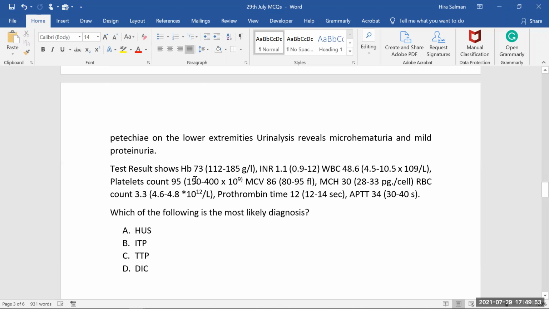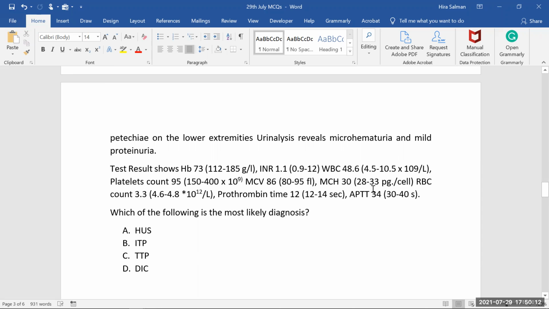The test results show low hemoglobin, of course. INR is okay. WBC count is raised because infection was there already in the body. Platelet counts are low. That will give you a clue. MCV is normal. MCHC is normal. RBC count, everything is normal. Prothrombin time is normal. APTT is normal.